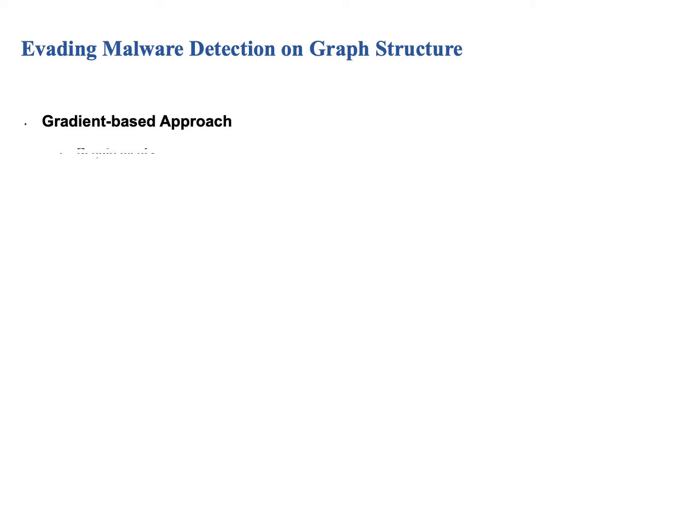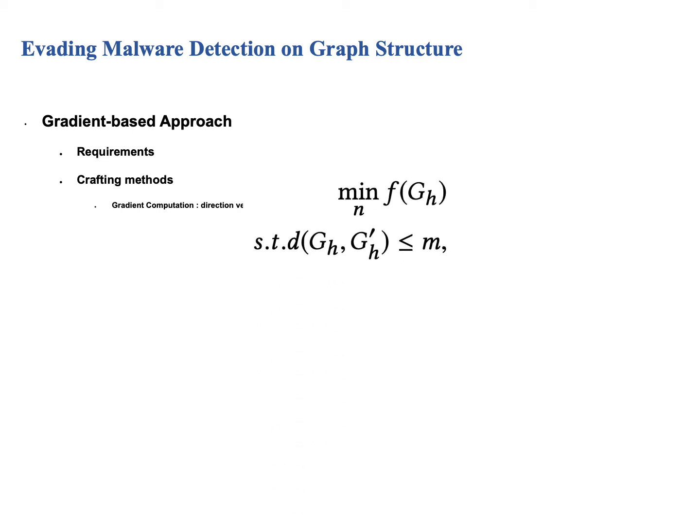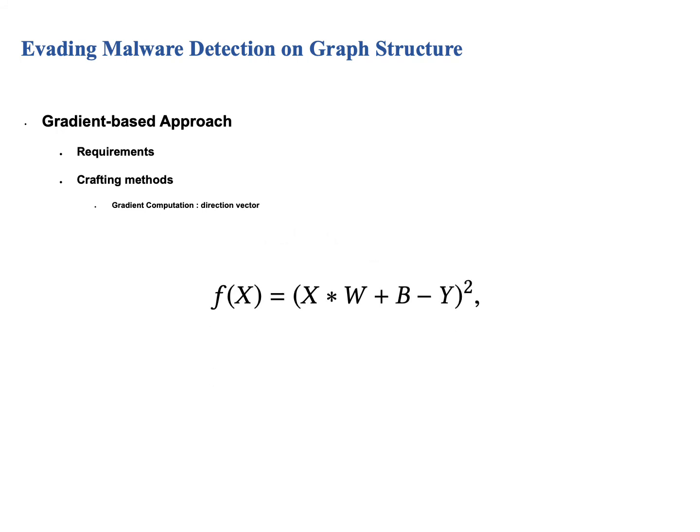After talking about our requirements, I will show how to craft our adversary noise. The first step, of course, in the gradient-based way, is to calculate the gradient. Here we have our detection system, and we use our detection system and the objective function to get the gradient.